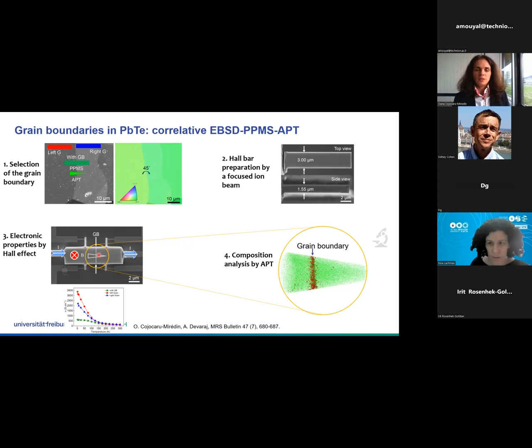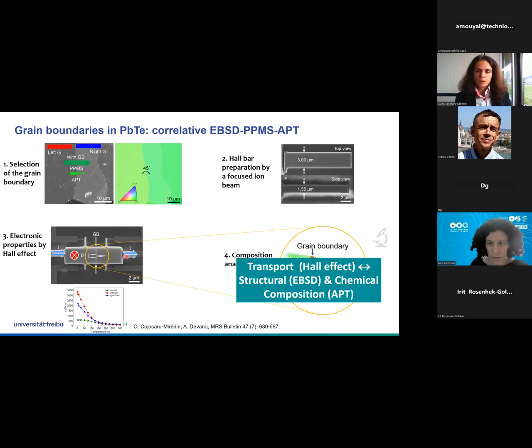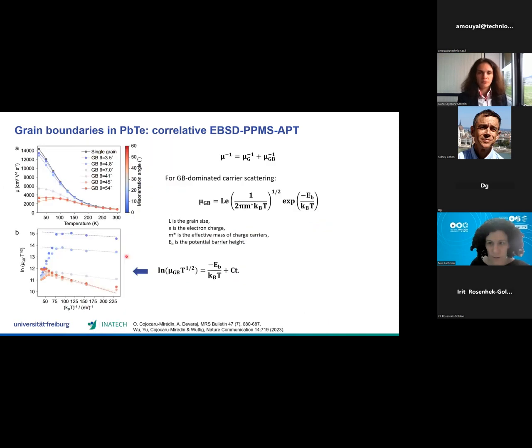And the last step is to determine the composition at the position of the grain boundary by simply fabricating a tip out of this grain boundary and determining the composition with atom probe tomography. So with this concept, we are able now for the first time to determine the interconnection between the transport, structure, and composition down to the grain boundary level and a portion of a grain boundary.